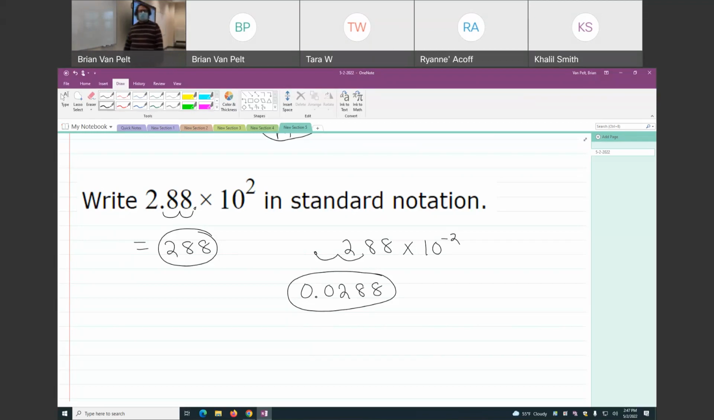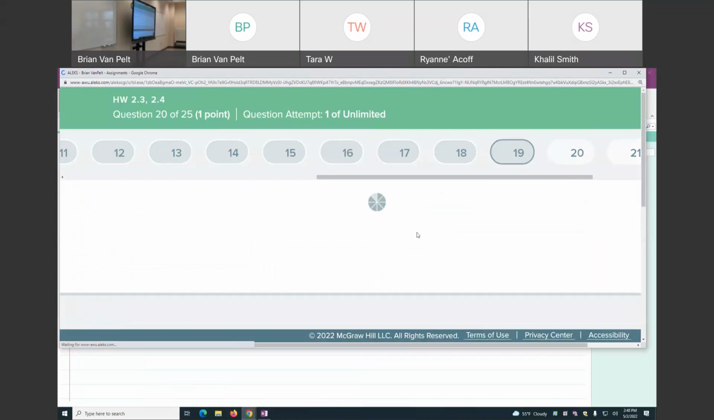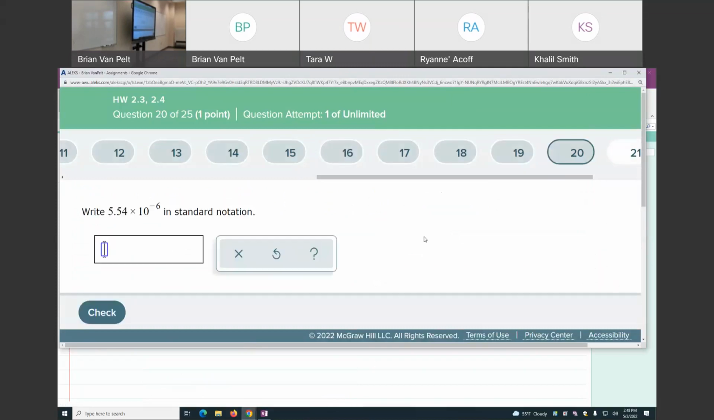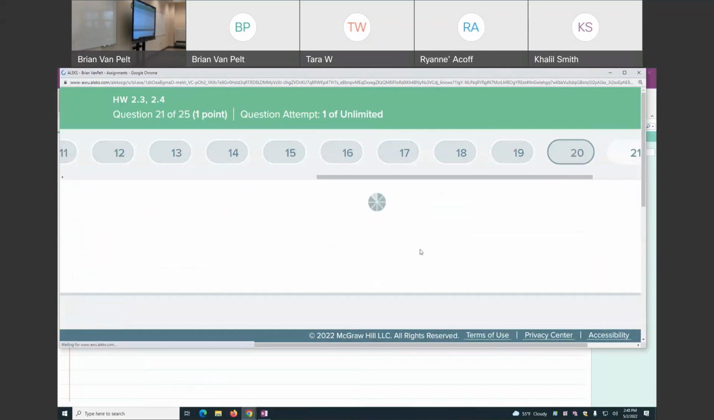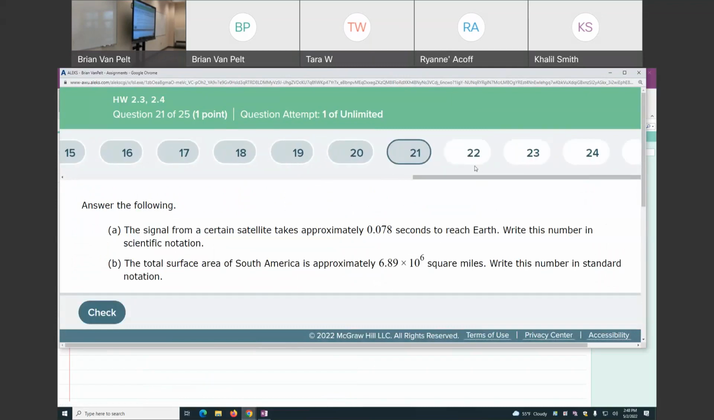But you'll have to do some converting in and out of standard notation, in and out of scientific and standard notation. You know how to put a number into scientific notation. Let me see if I can find one here. That's just getting used to the sizes of things.